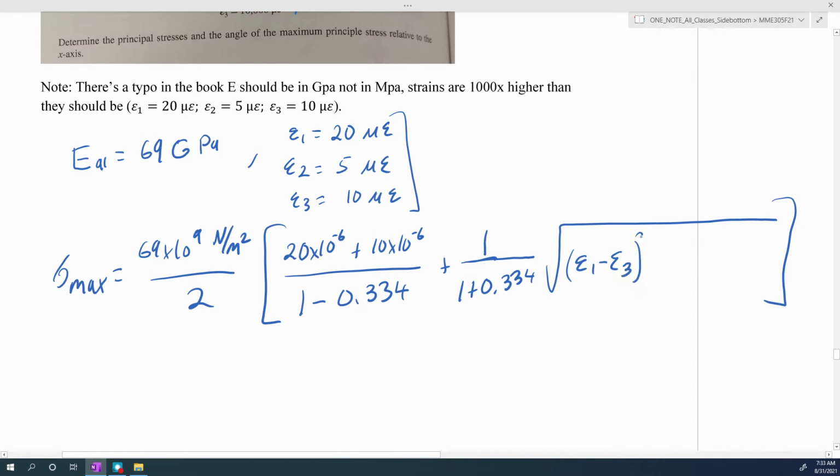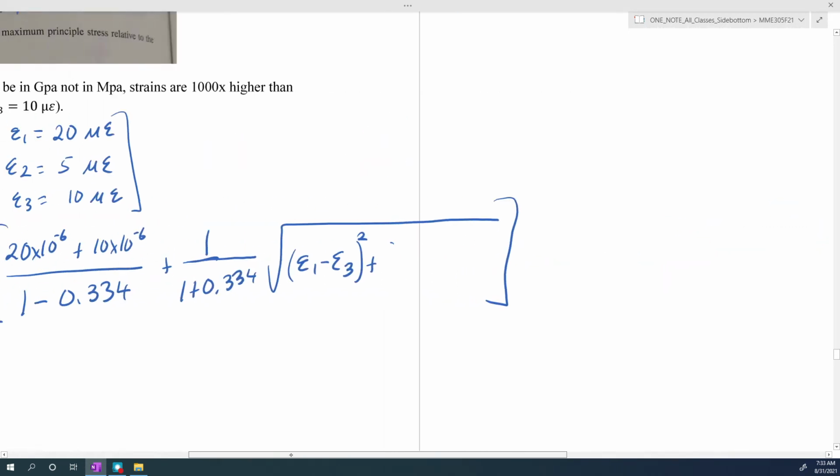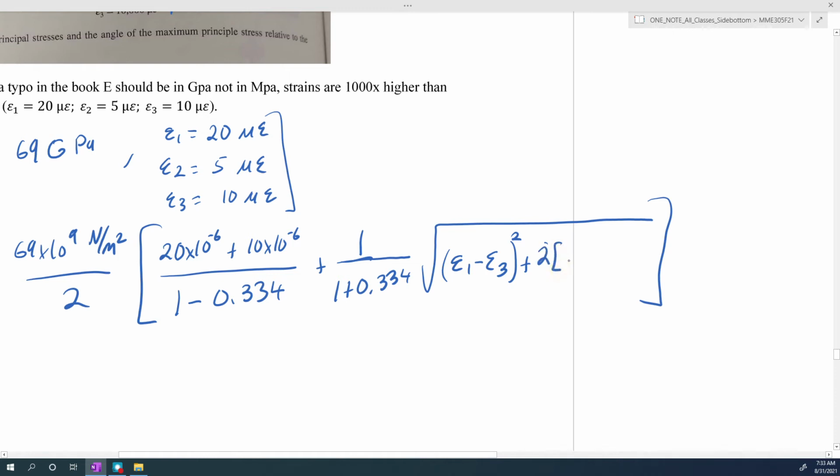Plus 2 times E2. So E1 minus E3 would be 20 minus 10, so that would be equal to 10 times 10 to the minus 6, squared. And then we would get 2 times E2, which would be 10 times 10 to the minus 6, minus the sum of E2, E1, and E3. And then all of this would be squared.